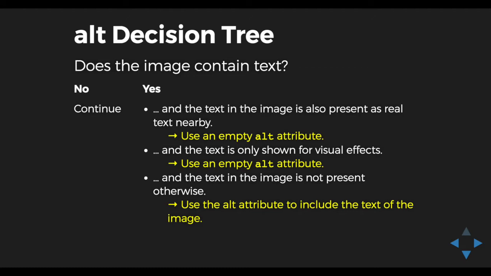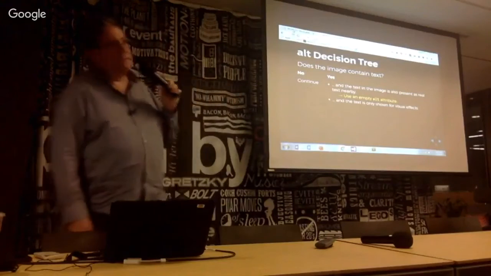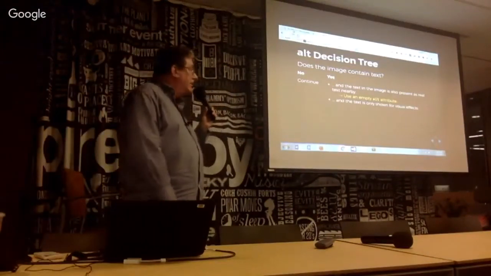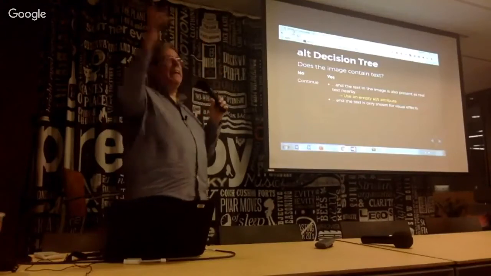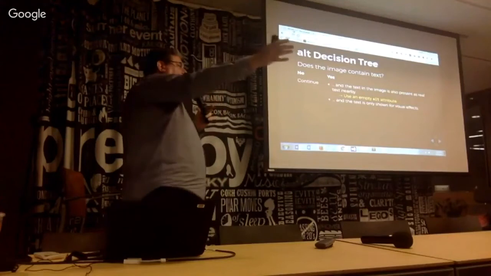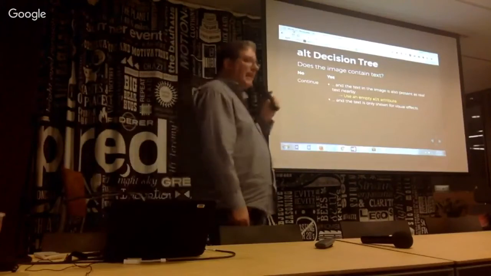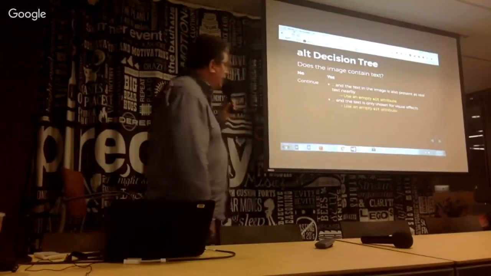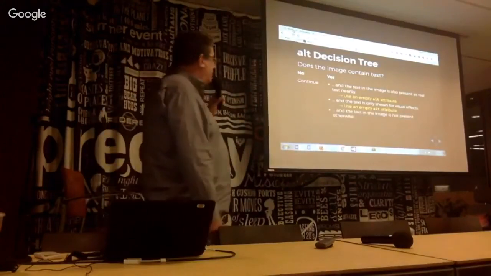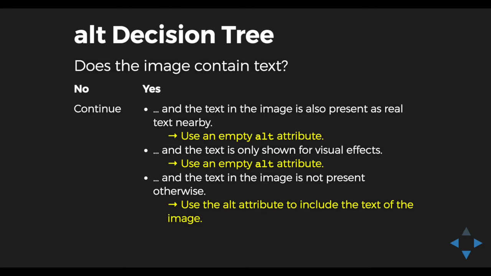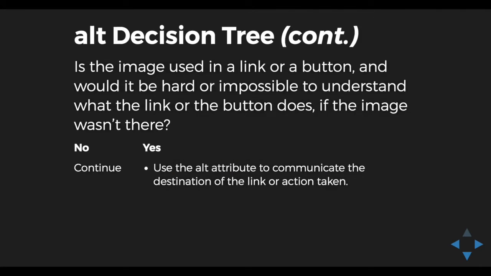If the text is there just for visual effect, let's say, I'm trying to think of a scenario like this. If you had the word win and it was in a weird perspective, on a flag, let's say, maybe that's the case where you would not need to put alt text on that. It just really depends on your situation. If it's not present anywhere else, then you would go ahead and add the text that's on the image as your alt text. Is the image used in a link or button, and would it be hard or impossible to understand what the link or the button does if the image wasn't there?